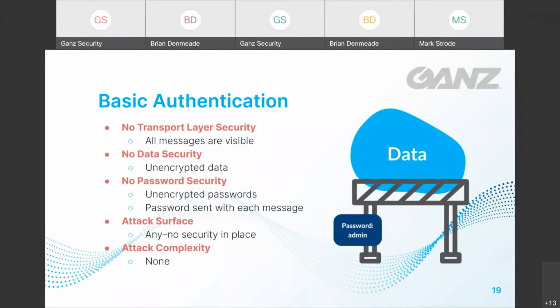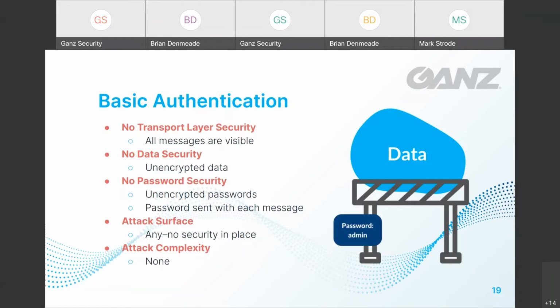Again, the basic authentication, which is the user ID and password. If it's factory default, it's really not creating a deterrence to a cyber criminal. If you have just basic authentication, there's no security on the transport layer, in other words, the channel or the medium in which it's transporting the data.